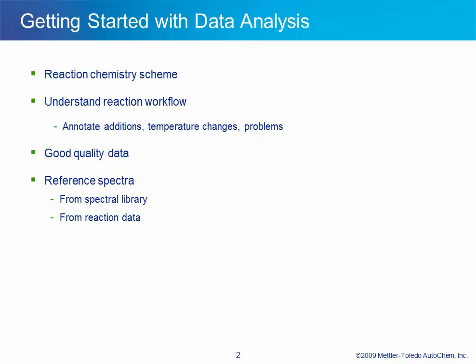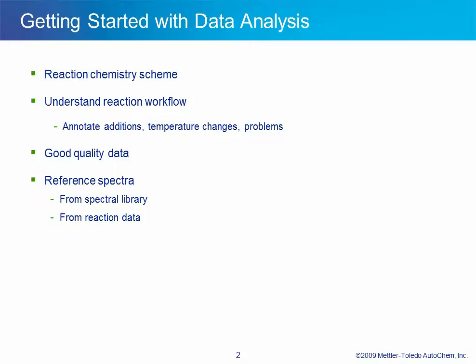In getting started with data analysis, one of the most important things is to understand and know the reaction chemistry scheme. So you want to have a good idea if we're looking for any intermediates, if mechanism is important, or if just the endpoint is important for the project. Because we're utilizing the mid-infrared, we're going to be able to monitor the making and breaking of those chemical bonds. So we're going to be able to give a lot of information on the experiment.